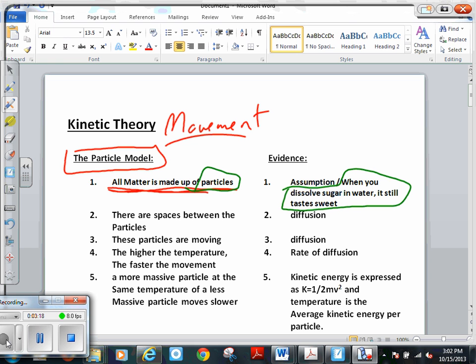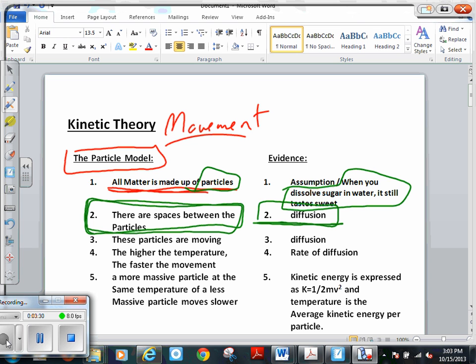The second part of this model is there are spaces between the particles. Okay? And when you think of diffusion, that is kind of evidence that there must be spaces between particles, because when things diffuse, they kind of slip in between other particles. I'm going to show you a couple examples of that in a little bit. But I see you're all busy writing these notes, so I'll keep talking while you're doing that.